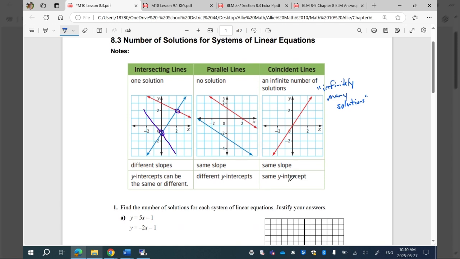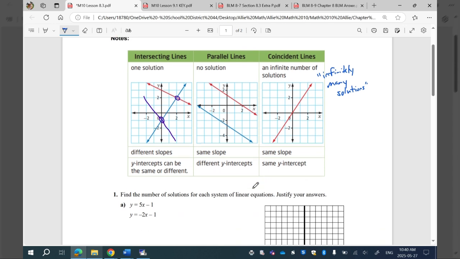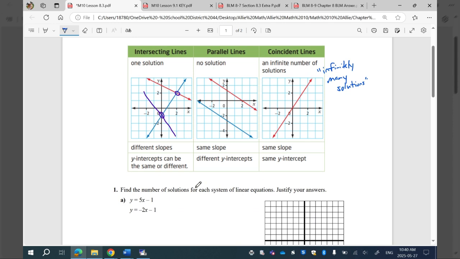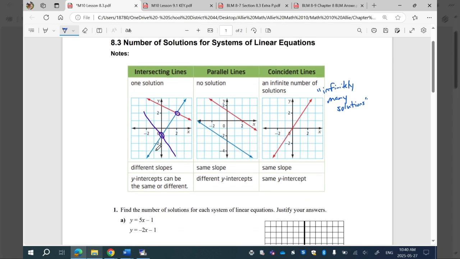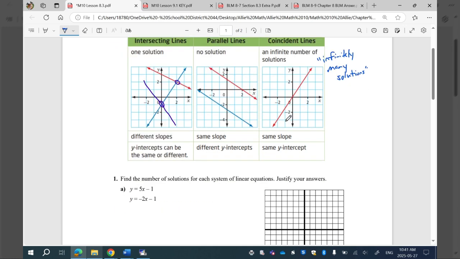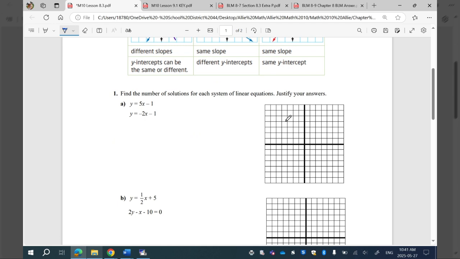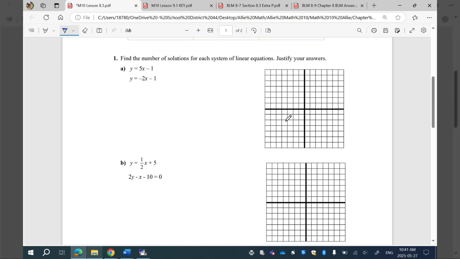So for each of the questions, we're going to be graphing these or just examining these linear systems and seeing, do we have one solution? Do we have different slopes? So they intersect once? Are they parallel and so they don't intersect at all? Or are they actually the same line and so they have infinitely many solutions? So let's do it. Find the number of solutions for each system of linear equations.